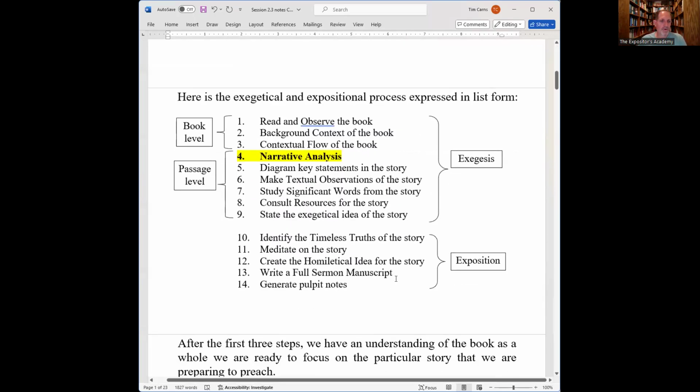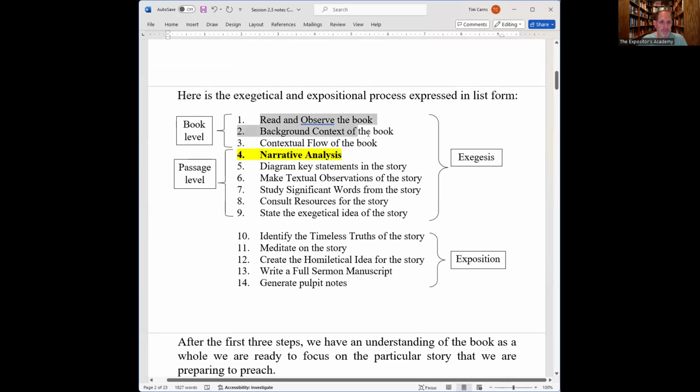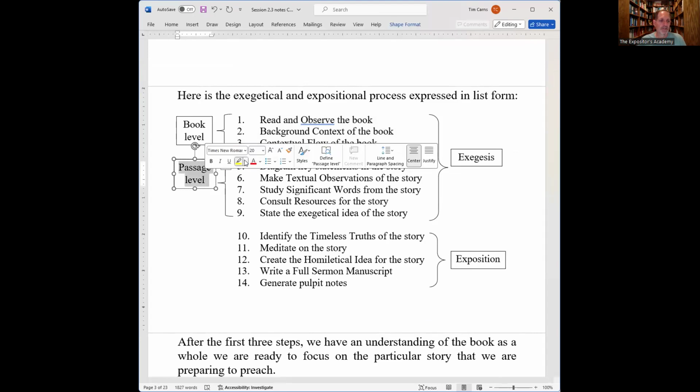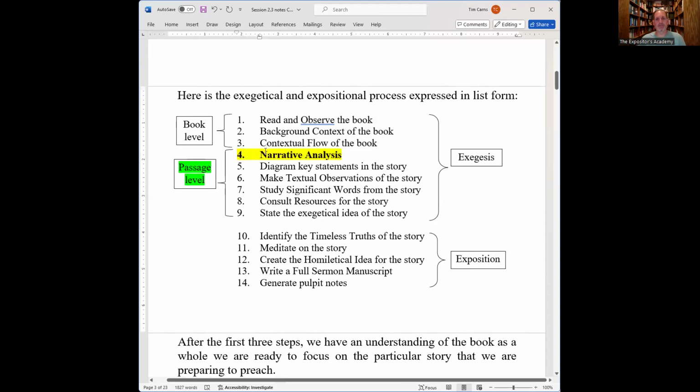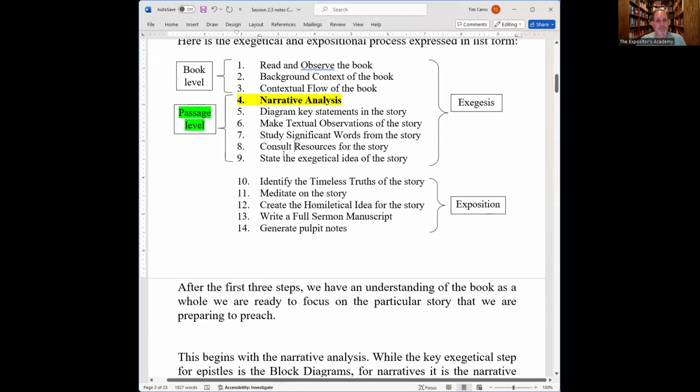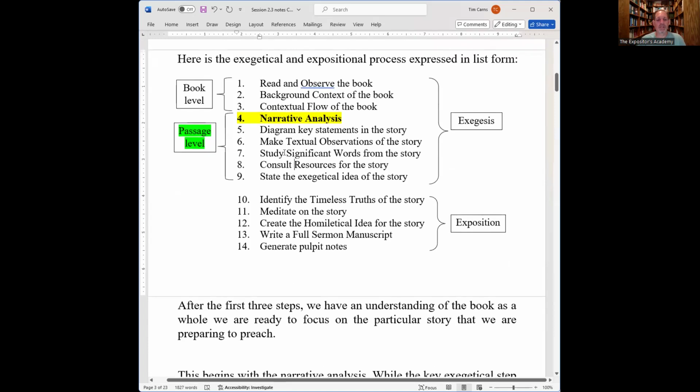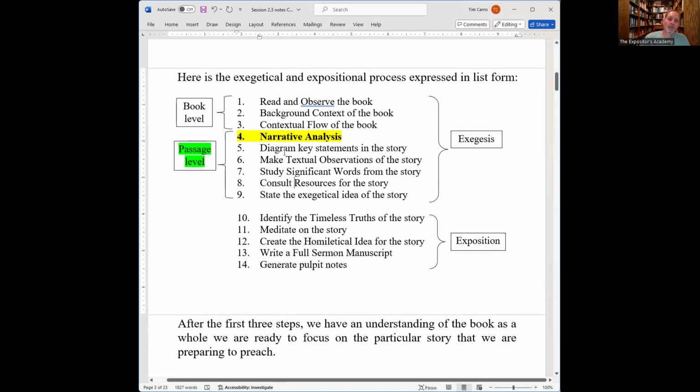If you remember, we just focused our attention on the first three steps in the last couple of sessions, looking at the book as a whole. Now we're going to move towards the passage level of our study. The first thing we do with narratives is what we call narrative analysis. After the first three steps, now that we have an understanding of the book as a whole, we focus our attention on the story in the book that we want to study.